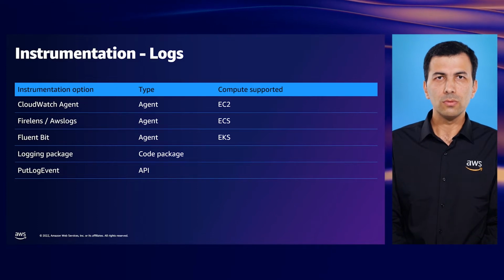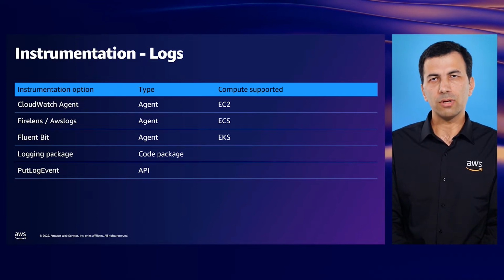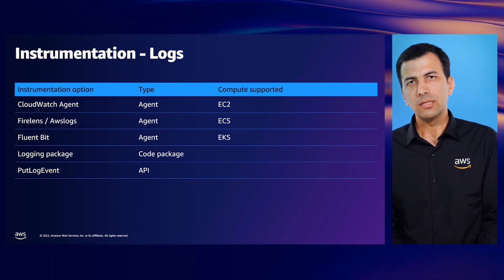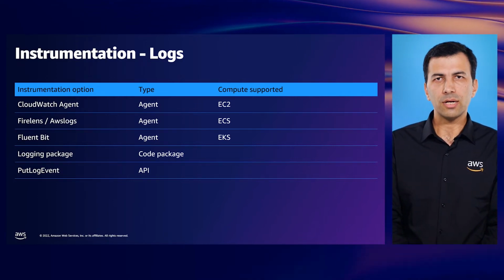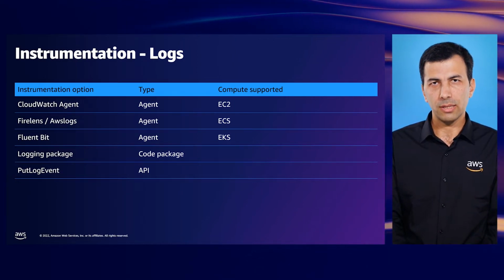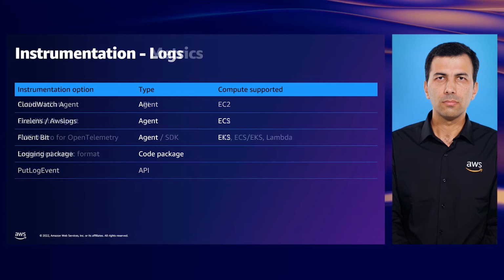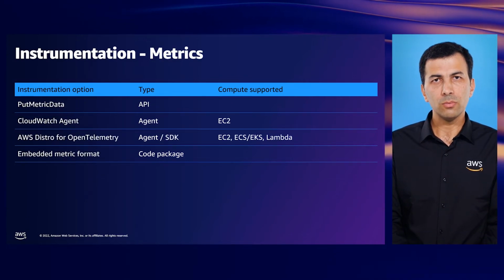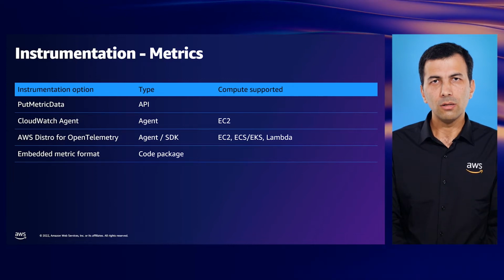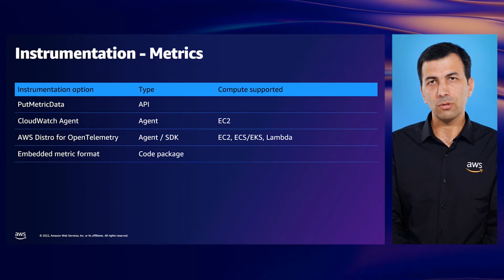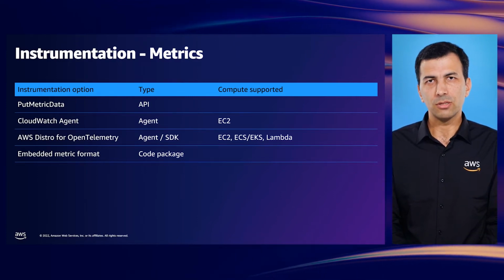You can also implement a logging package in your application and configure it to send logs to CloudWatch. These top three options are all abstractions of the PutLogEvents API, which can also be used directly. When it comes to metrics collection, there are also multiple options. On top of the PutMetricData API call to send metrics directly through to CloudWatch, there are several abstractions.